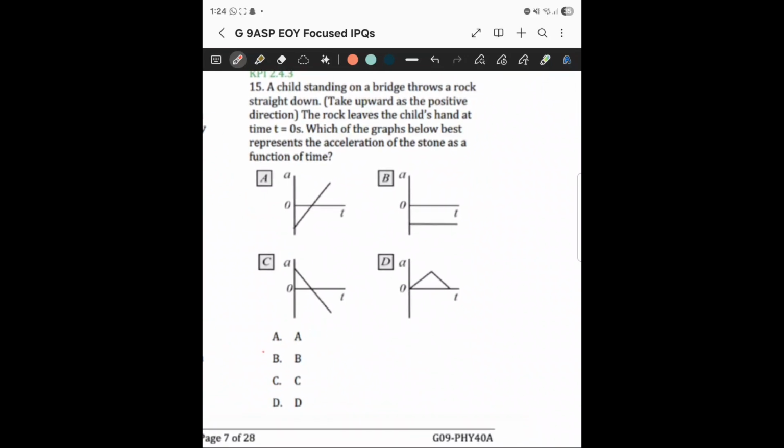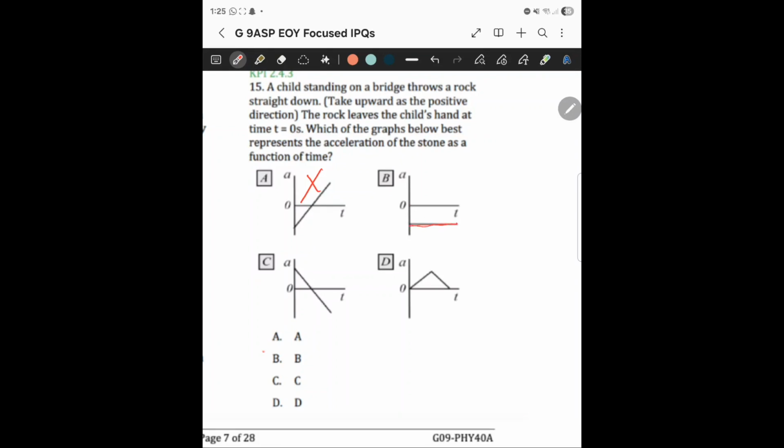The child is standing on this bridge, throws a rock straight down, take upward as positive. Yeah, we normally do that, don't we? Up is usually plus, down is usually minus. Which graph shows the acceleration of the stone as a function of time? Acceleration of a stone. So we know it's constant acceleration and it's always negative. This acceleration is changing and it's going into the positive side, so that's wrong. This acceleration, there's 0 and it's minus and it's constant, good.